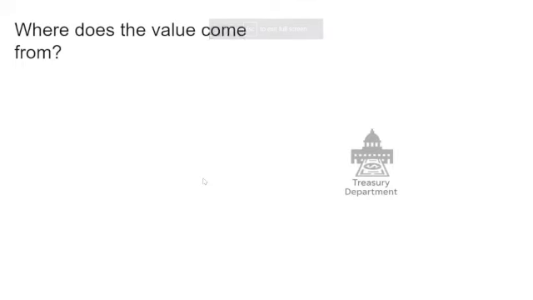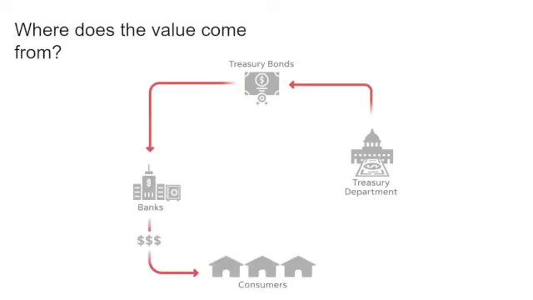I'll go through this really quickly, but it doesn't work because of the way it works. The Treasury Department creates treasury bonds. Treasury bonds are sold to banks. Banks get a little money based on those treasury bonds and give out some of that money to consumers at a higher interest rate. Consumers produce things and pay taxes back to the Treasury Department.